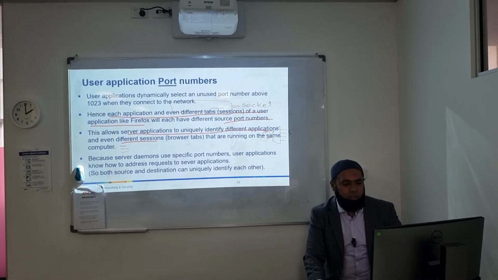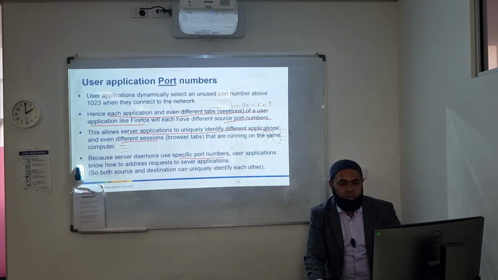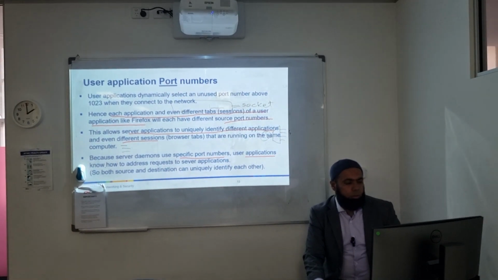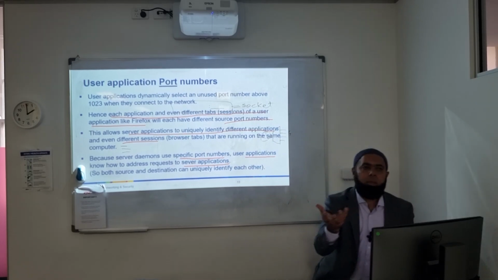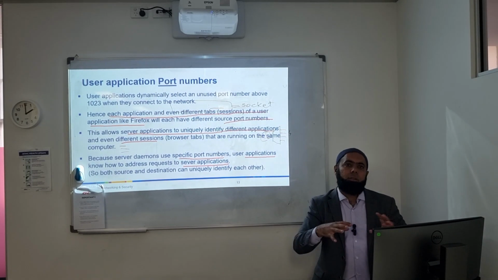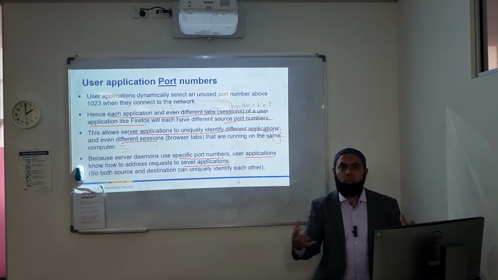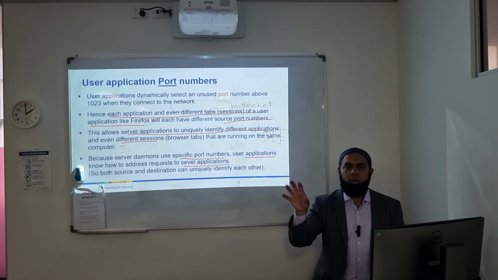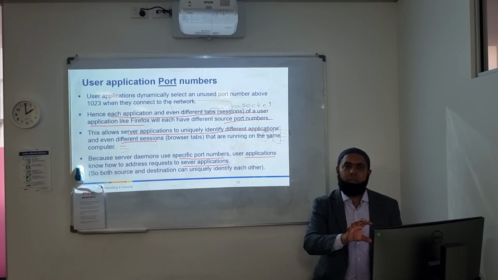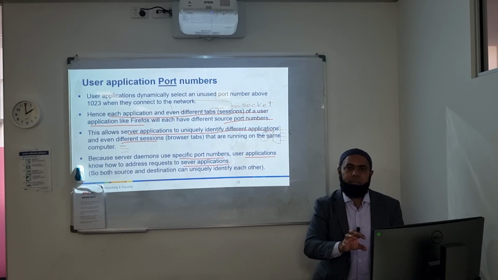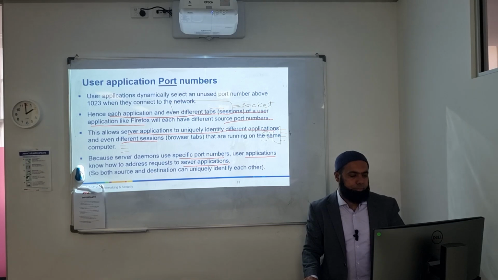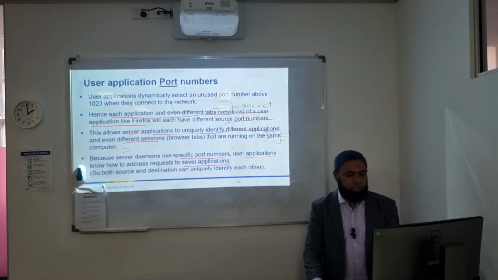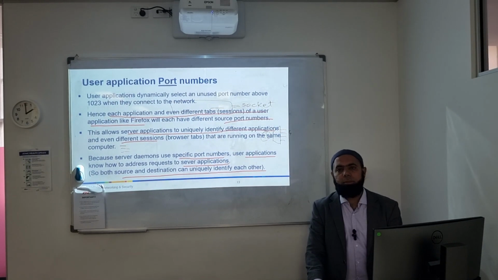So server domains actually use specific port numbers. User applications know how to address requests to server applications. So basically, the server daemon is the main server doing that job for us to differentiate it. Like, okay, this session is created for this person, with this port number and this address, and it figures that whole thing out for us. So both source and destination can uniquely identify each other.